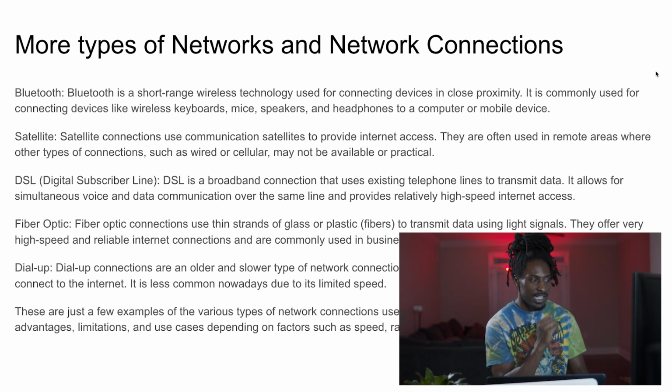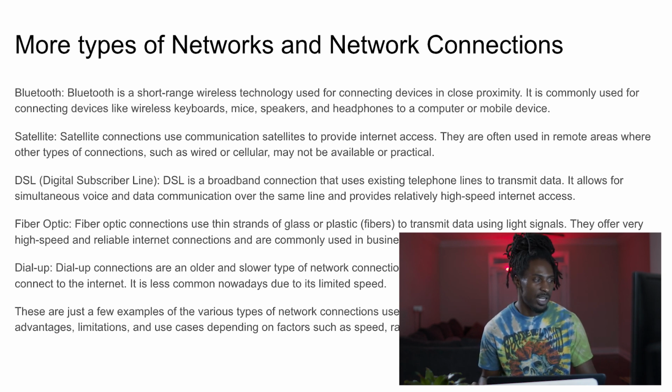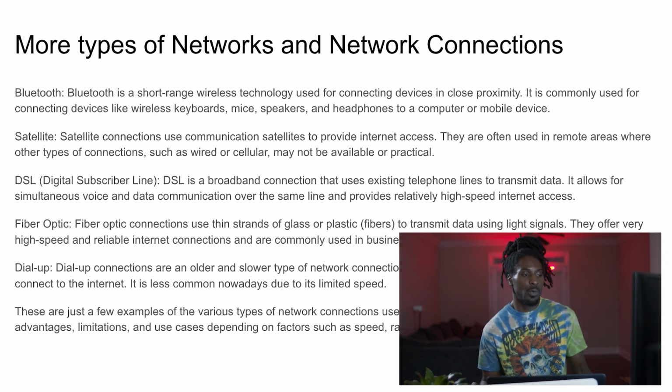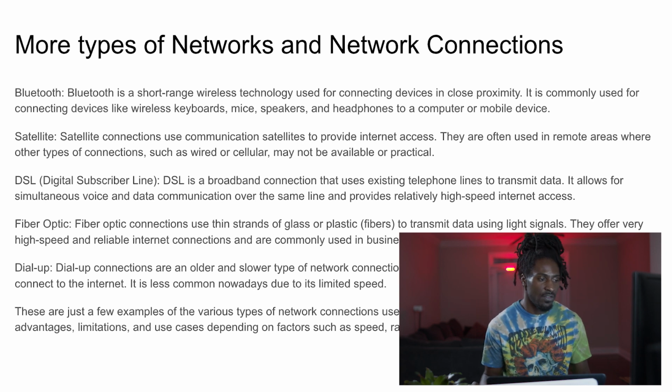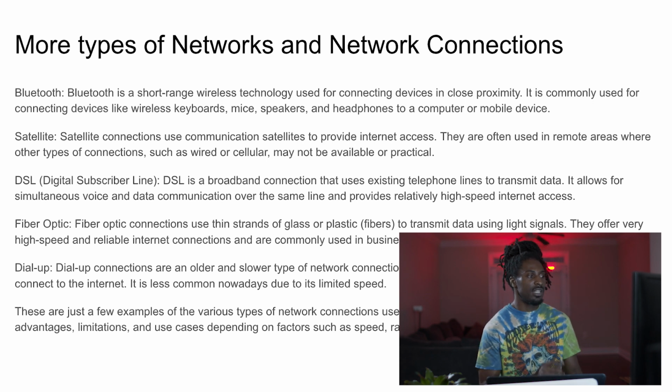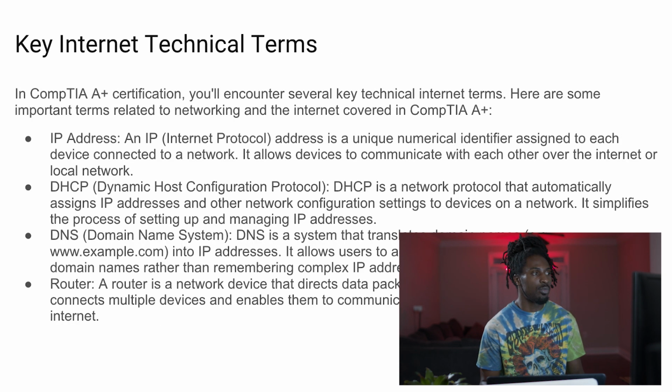So next we got dial-up. Dial-up connections are an older and slower type of network connection that uses a telephone line. We already kind of talked about dial-up. Well, we don't really need to talk about dial-up because nobody uses it. These are just a few examples of the various types of network connections used today. Each connection type has its own advantages, limitations, and use cases depending on factors such as speed, range, availability, and cost. I would say definitely keep Bluetooth and fiber optics in your rear view mirror, in the back of your head, because those things are important.